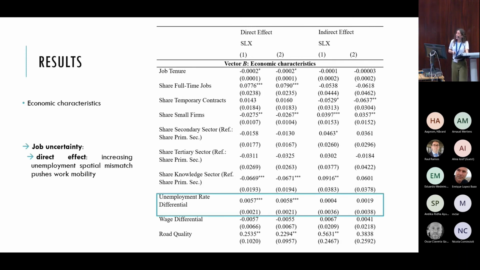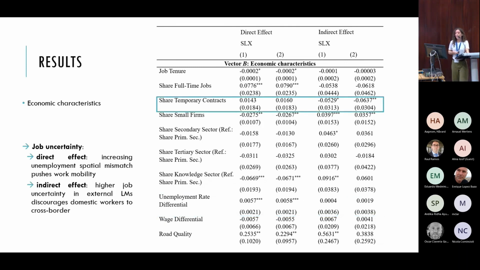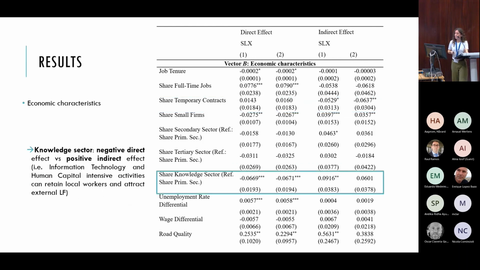We can move to the economic characteristics. We found again a significant result despite little magnitude for the unemployment rate differential. So the higher the unemployment rate of my region with respect to the surrounding ones, the higher will be the share of outbound commuters. And interestingly, we found a significant spatial spillover effect with respect to temporary contracts, meaning that the higher the job uncertainty also in the surrounding context, the lower or the higher will be the discouragement of my domestic labor force to find a job somewhere else.